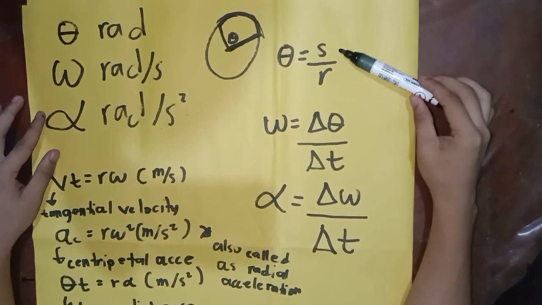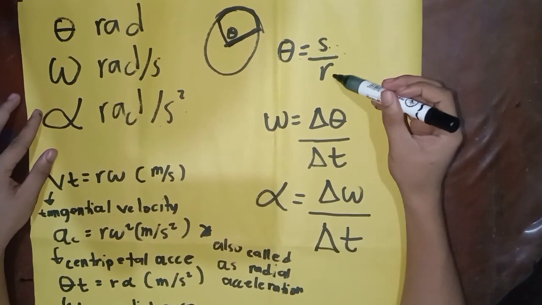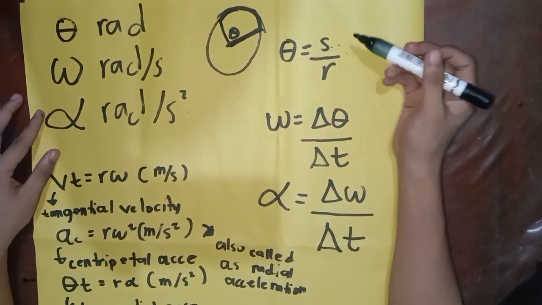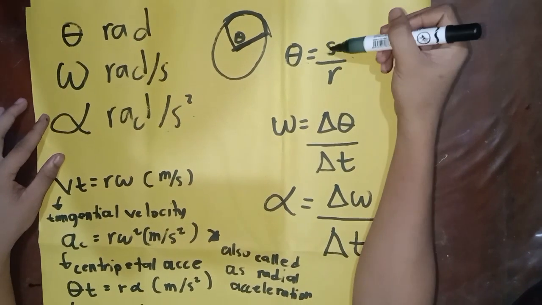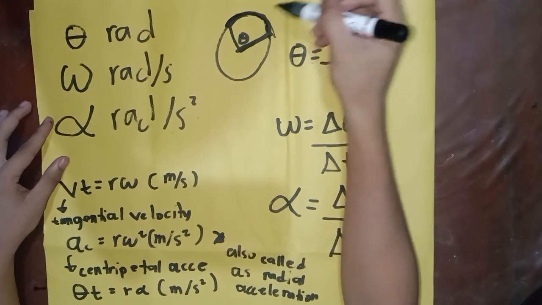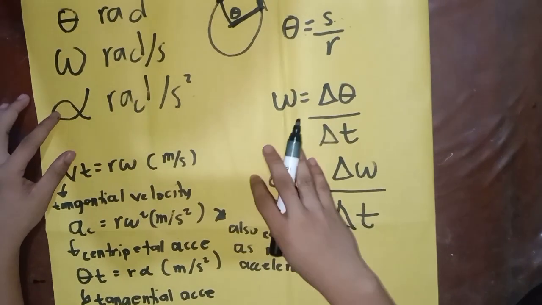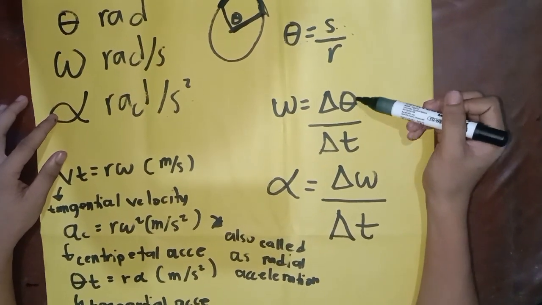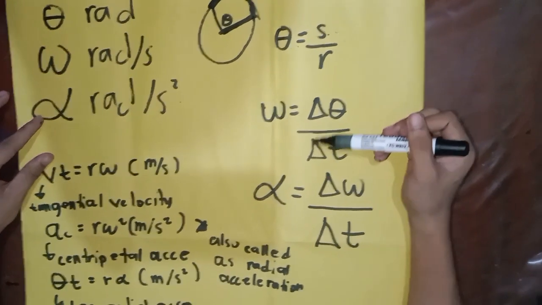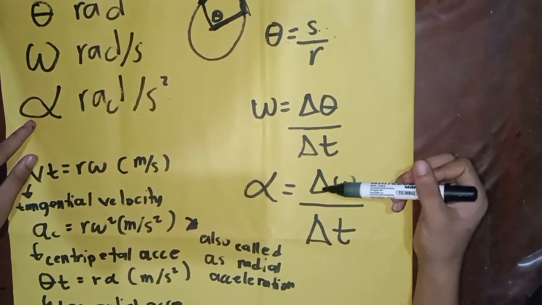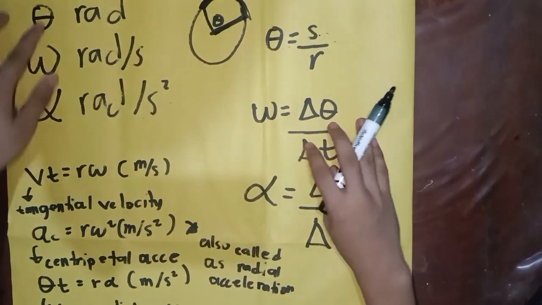First is the angular displacement, where theta is equal to S over R. R is the radius, and S is this arc. If this arc is given, we can use this formula. In angular velocity, we have change in displacement over change in time. In angular acceleration, we have change in velocity over change in time. So these are the basic formulas for these angular quantities.